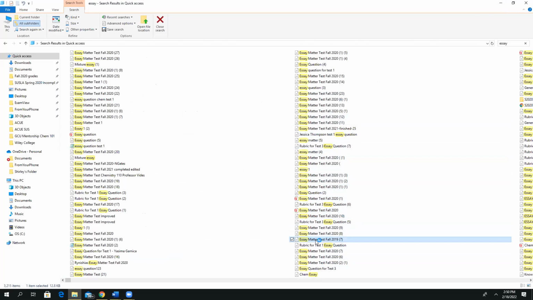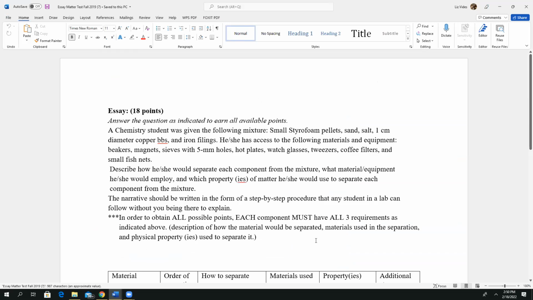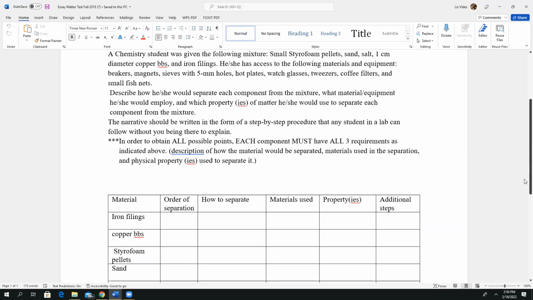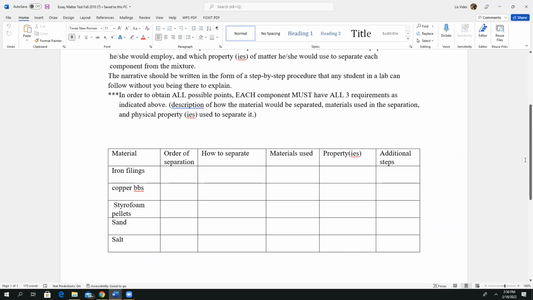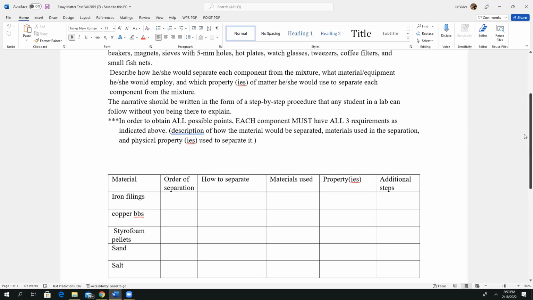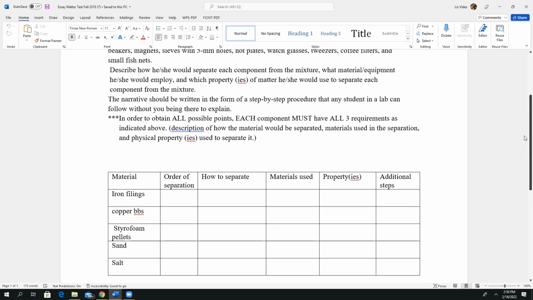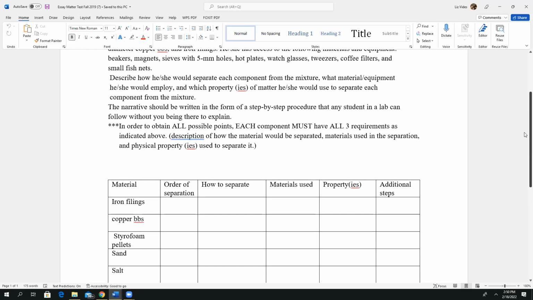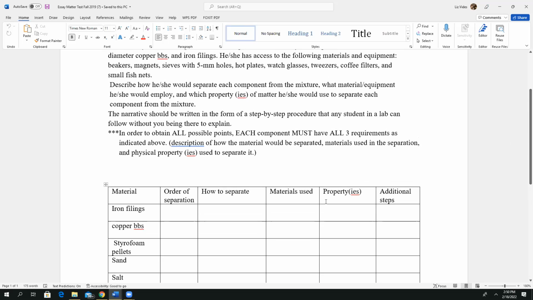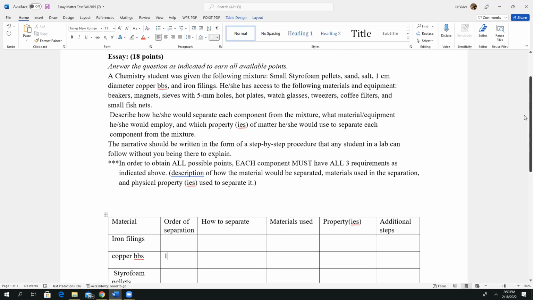Let's try this one. Let's see what's in this one. There we go. We have different ones. All right. So once again, we've got pretty much the same things. It's just the properties are going to be a little different. Okay, so in this one, you have iron filings. You still got the copper BBs, which are larger. So I would use them first. Copper are not magnetic.